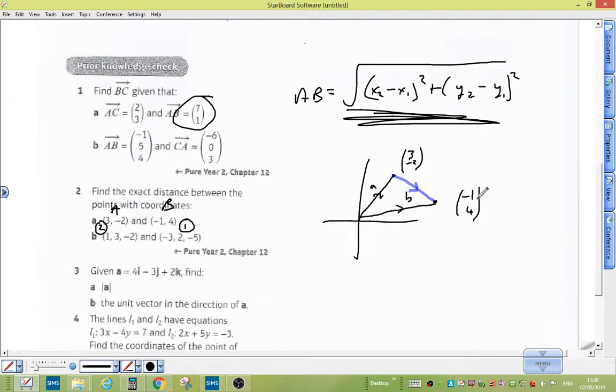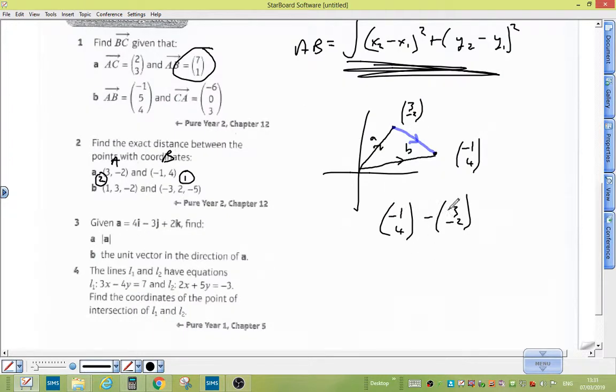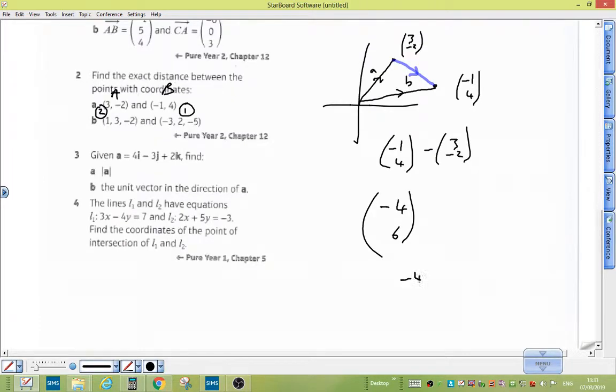Going back down there and up there is that, take that. So it is minus 1, 4, take away 3, minus 2, and then I end up with minus 4, and then 4 minus minus gives you plus 6. Okay, so plus 6. To modulus that, you are going to do minus 4 squared plus 6 squared, square rooted, and that will give you the length. Let's generalize it.